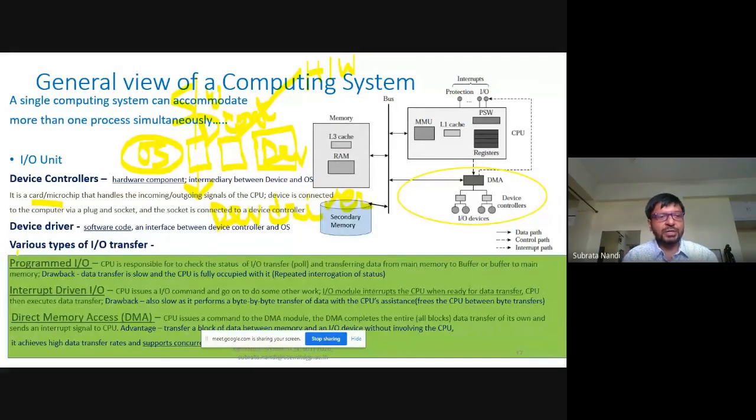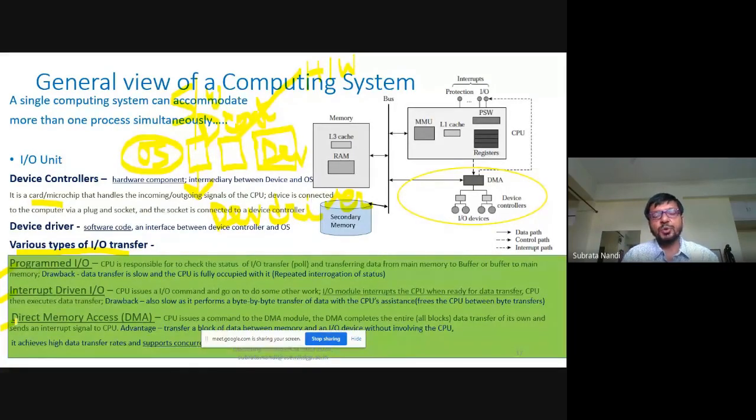And before we go to the evolution, there's one more point left: the various modes of I/O transfer. I/O transfer means the CPU wants to read something from some input device, or wants to send something to an output device, read or write operations. There are three possible ways the CPU can execute the read write operation with respect to an I/O device. There are three terminologies: programmed I/O, interrupt driven I/O, and direct memory access.